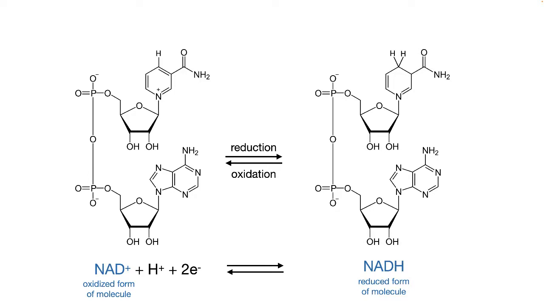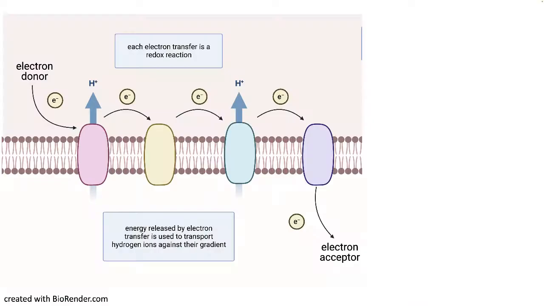It functions to accept electrons from glucose and other organic molecules as they're broken down during the process of cellular respiration. It then delivers those electrons to an electron transport chain, which is what maintains the hydrogen ion gradient that allows chemiosmosis to take place. All right, that brings us right to the electron transport chain. The electron transport chain is an important part of aerobic cellular respiration, but an electron transport chain also functions in the light-dependent reactions of photosynthesis.